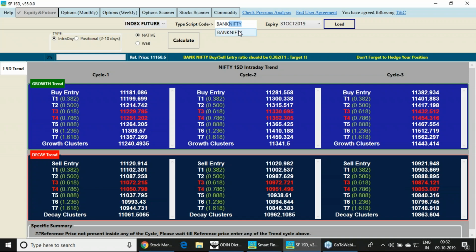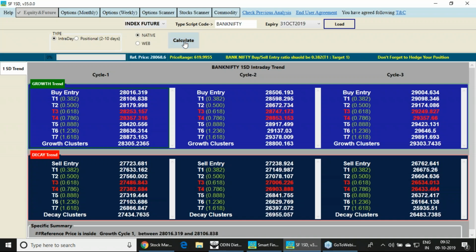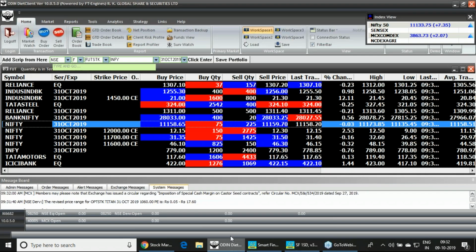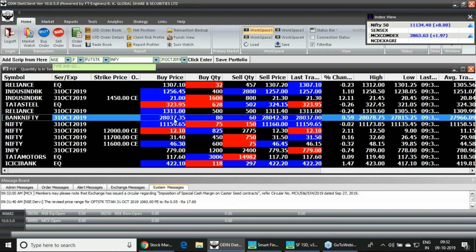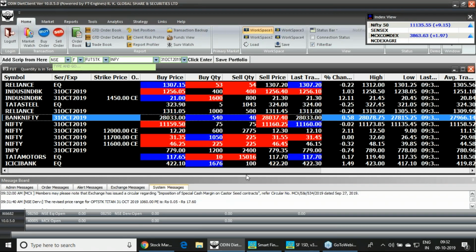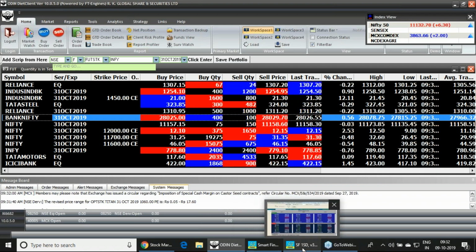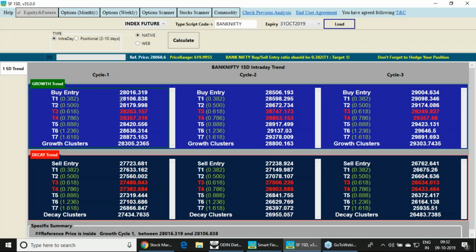Now I am going for Bank Nifty, and this is the process of loading the data, and we have calculated. For Bank Nifty we are advising you should enter the trade at the 0.382 level. Currently Bank Nifty is trading at 28,036.37. So wait for the breakout above 28,107. Here you can buy Bank Nifty.